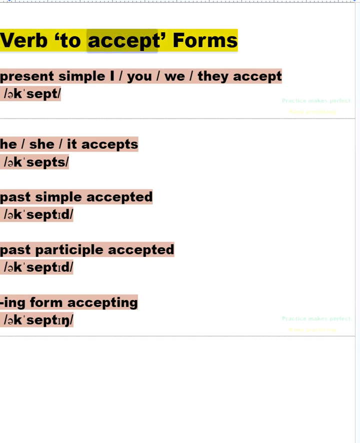Verb to accept forms. Present simple: I, you, we, they accept. He, she, it accepts. Past simple: accepted. Past participle: accepted. Accepting.